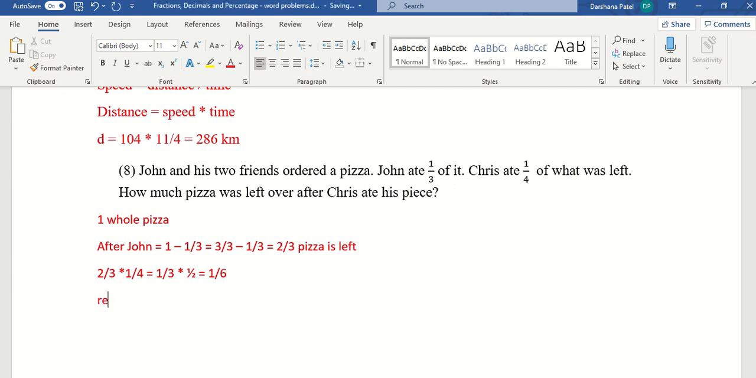So the remaining is whatever was left after John ate, which is 2/3, subtract what Chris ate, which is 1/6. Now taking a common denominator here, 2 over 3 can be written as 4 over 6, subtract 1 over 6. So that will be 3 over 6, which will be a half. So half of the pizza is still left over after Chris and John both ate their pieces.